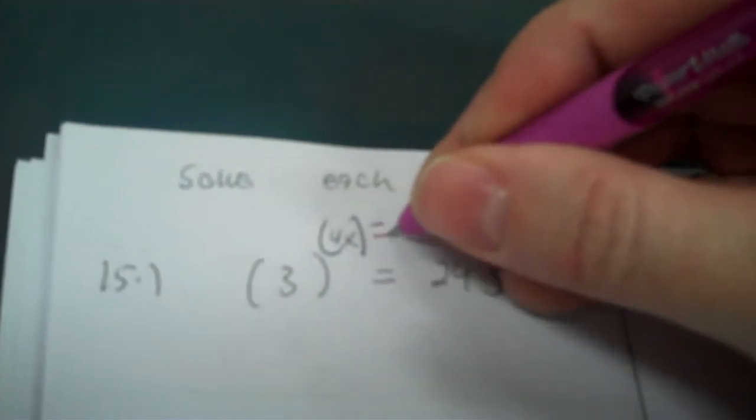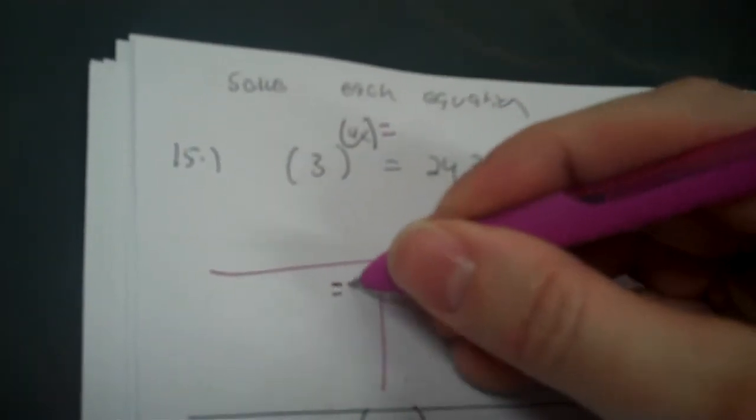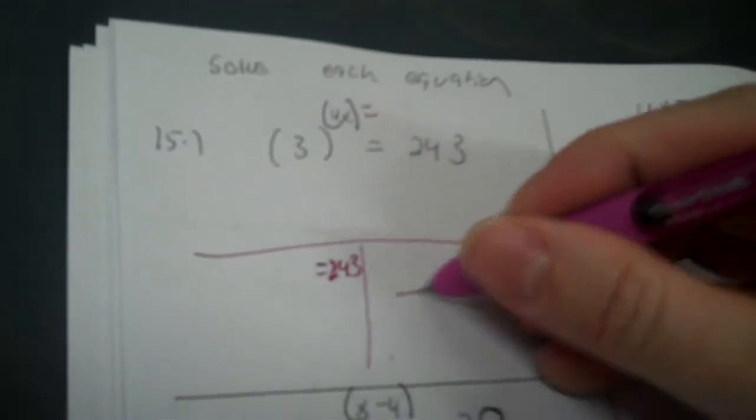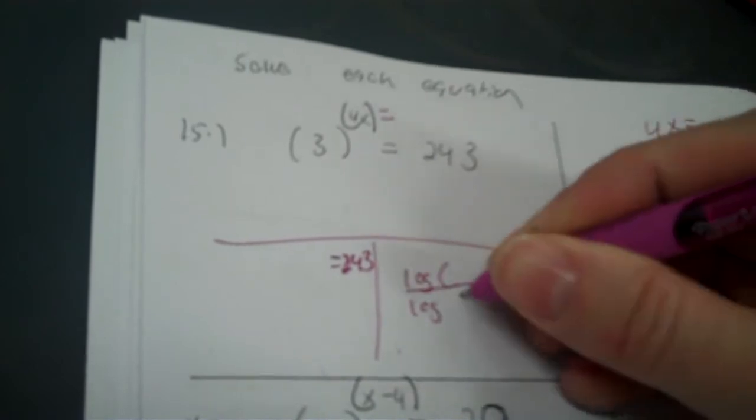Okay, now I'm solving an equation for a power. I need to know what that 4x equals first. There's a plan A and a plan B. Plan A is to put equals 243. And plan B is if that doesn't work, we're going to use log over log. Okay, it's kind of a plan A, plan B.